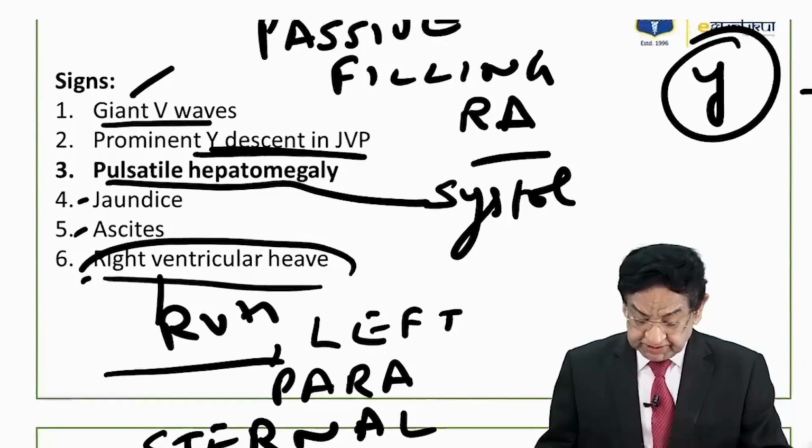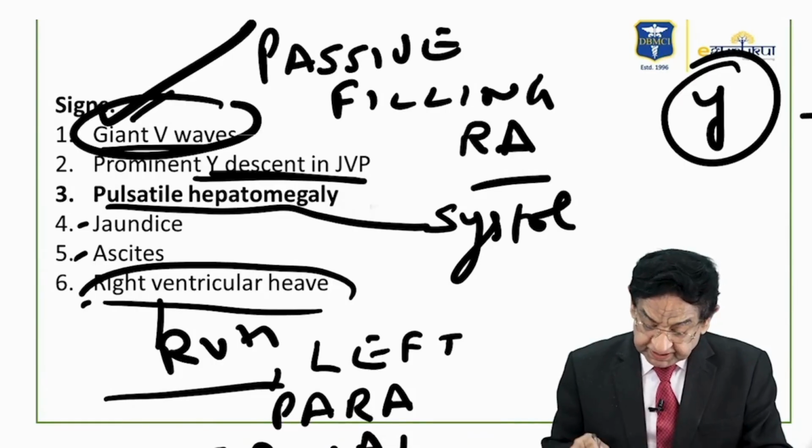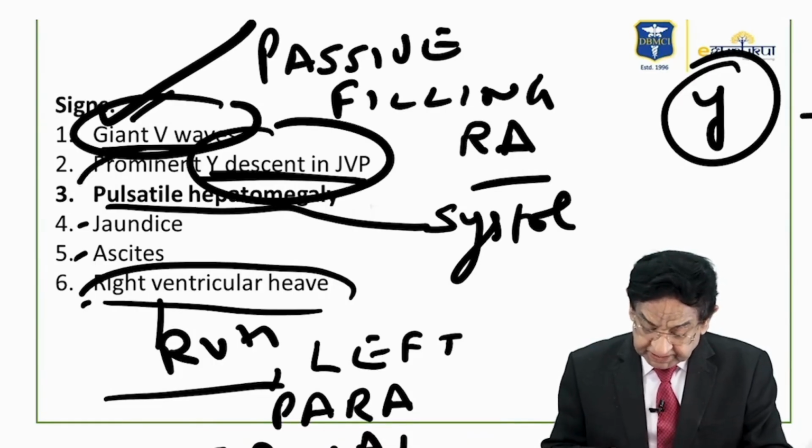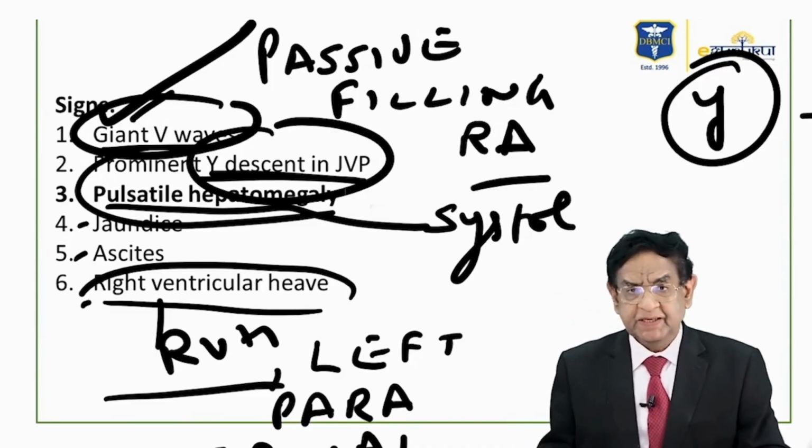So out of these, what all is important? Giant V wave, prominent wide Y descent, and pulsatile liver. These three are the most important things in tricuspid regurgitation.